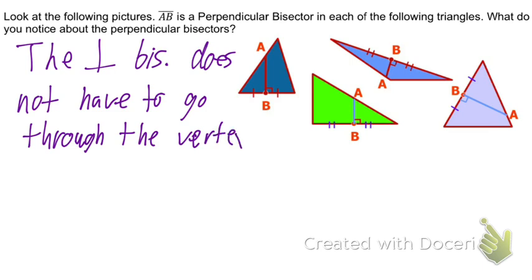It doesn't have to go through it to be a perpendicular bisector. It can, and the examples we've seen before this did, but it doesn't have to. And we'll imagine that triangle is just better drawn. There we go. It's a thick boy.